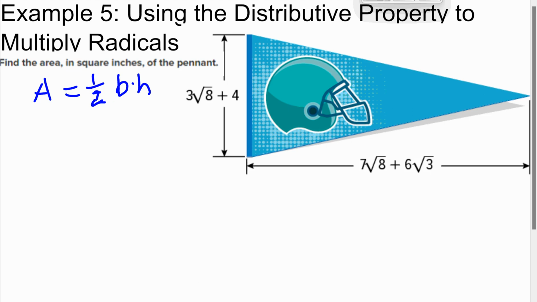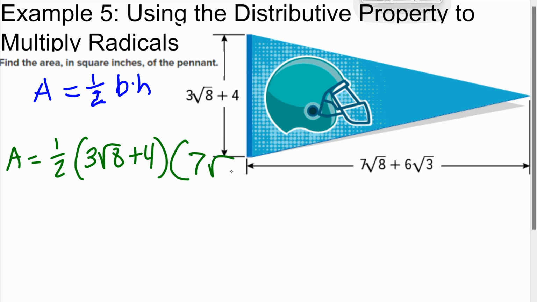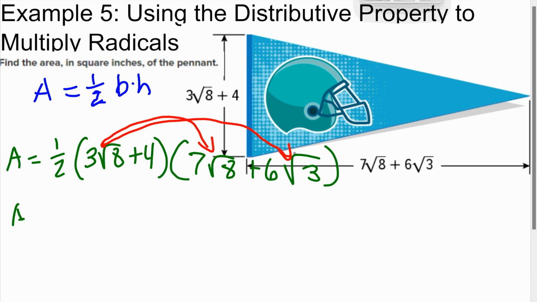So our base would be 3√8 plus 4, and then times our height, which is 7√8 plus 6√3. So I've got to FOIL these out and divide by 2, right? When I have 2 things times 2 things, I get 4 things. I've got to take this times this one, and then this times this one right here.